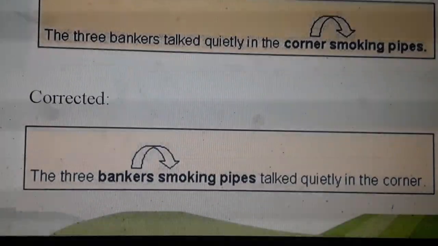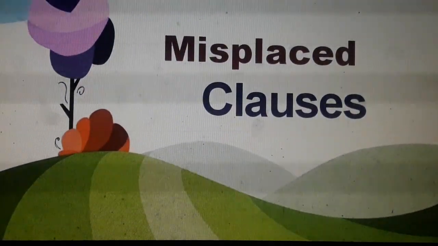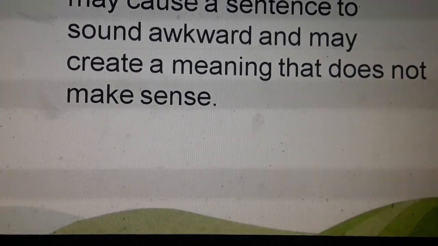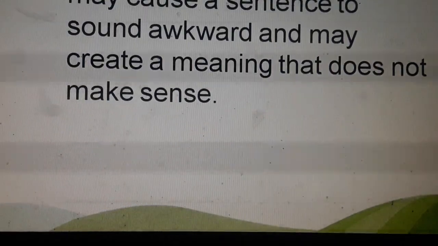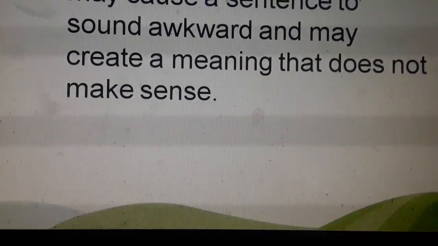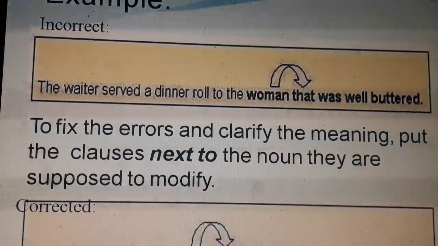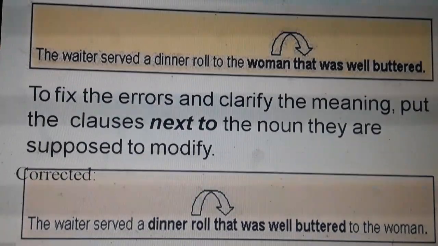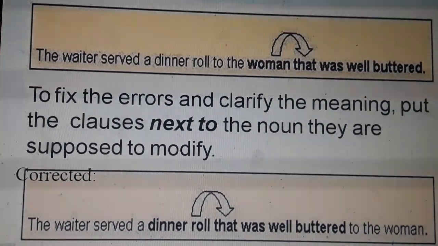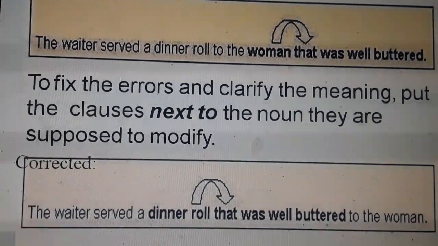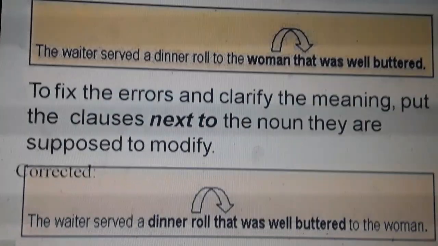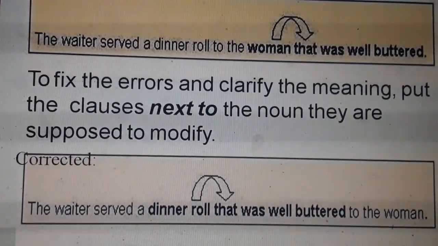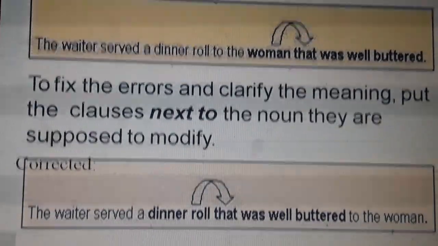So in the same way, another example, misplaced clauses, the next thing, may cause a sentence in the same way to sound awkward and may create a meaning that does not make sense. Look at the example: the waiter served a dinner roll to the women that was well buttered. So the women that was well buttered, no. The waiter served a dinner roll that was well buttered, not the women.